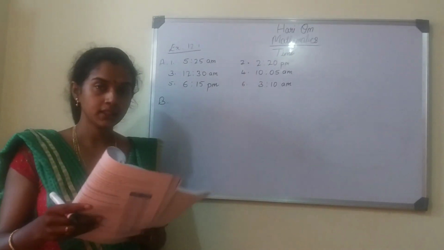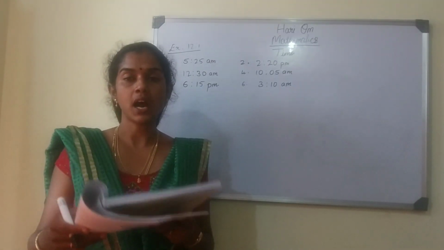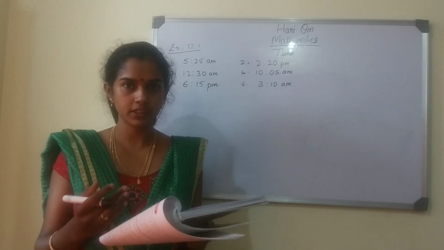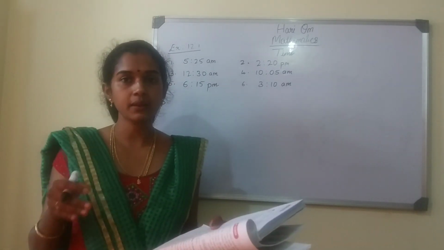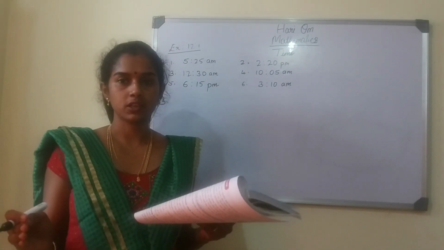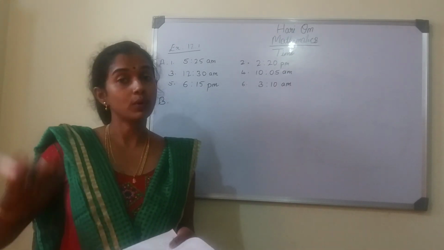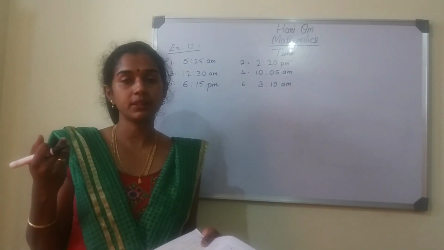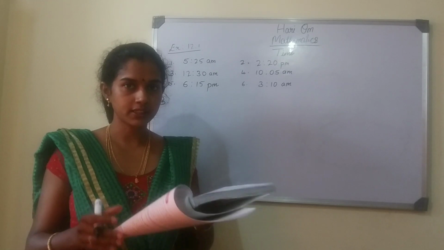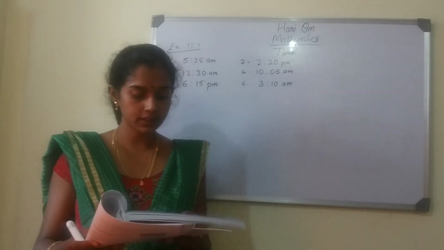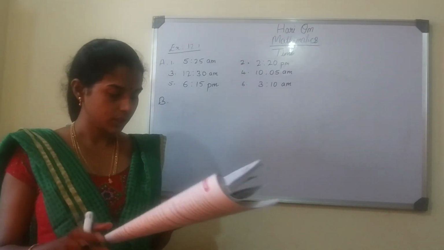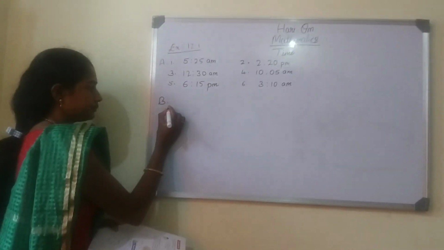B main, write the time 1 hour before. Okay children, so how to write it? If the time is 2 o'clock now, 1 hour before will be 1 o'clock. Okay children, so the same way we are going to write the time 1 hour before. So B1, first one.